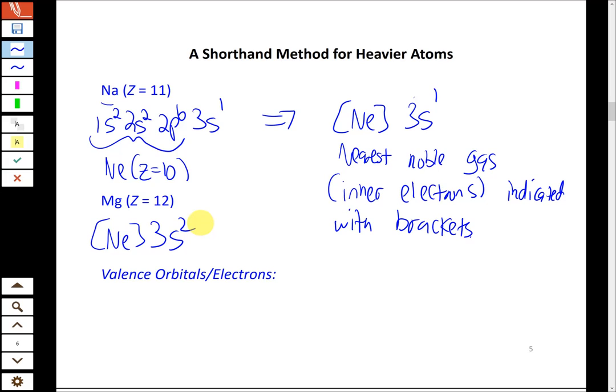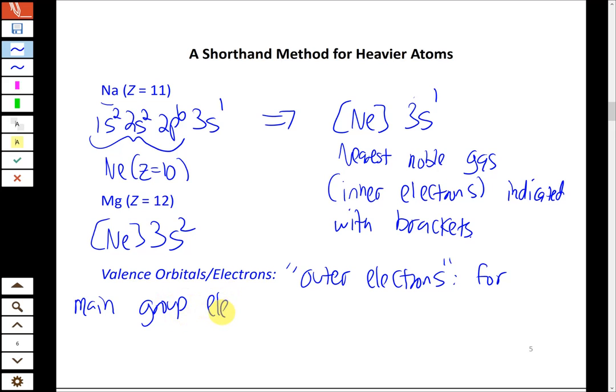Now the other concept that this brings forward, which is particularly evident when you look at these shorthand configurations, is the concept of what are called valence orbitals or valence electrons. So these are going to be the ones that represent the outer electrons. If we're talking about main group elements, these are the elements that have their last electrons in s or p subshells. So those are going to be the ones in the s and p block of the periodic table. We'll come to transition elements in a minute.